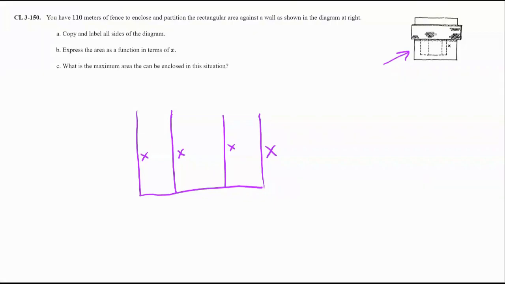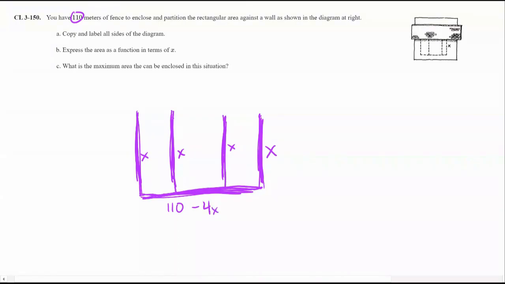So the area is going to be x times whatever this length right here is. So I'm going to use the fact that there's 110 total meters of fence. So when I'm doing this here, 110 is the total. And since I have 4x's worth of fence already taken up, my length along the bottom here is 110 minus 4x. Because again, the bottom part of this has to add with all the other x's to get 110.